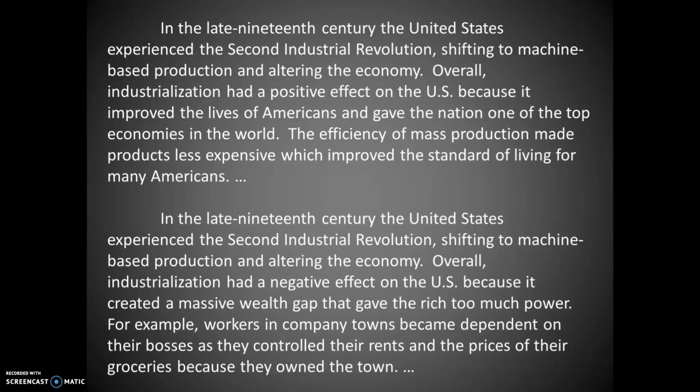And then the last sentence there, the third sentence of this paragraph, is my reason, and I'm just very clear. I'm giving you a reason. I start out saying, for example, right? That's just indicating to you that this is the reason. Workers in company towns became dependent on their bosses as they controlled their rents and the prices of their groceries, blah, blah, blah, blah. I've got my reason at the end. I've got my buzzword with company towns thrown in there.